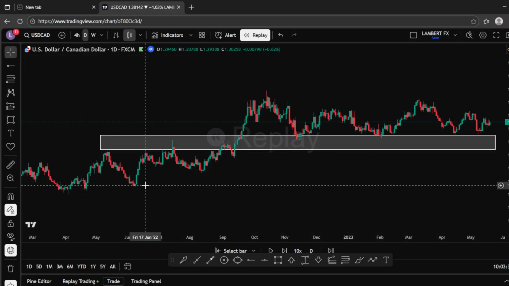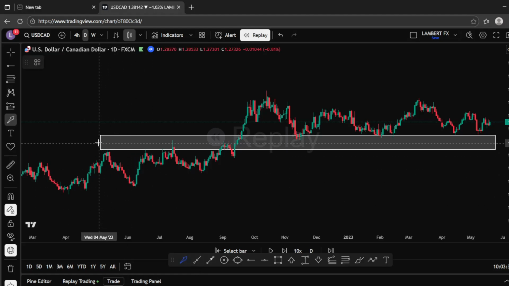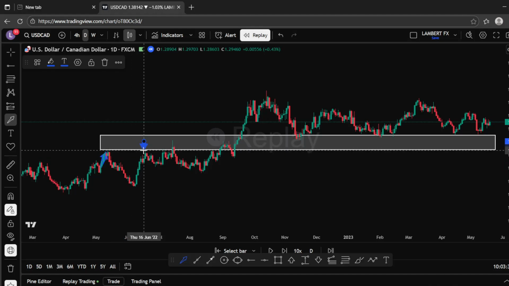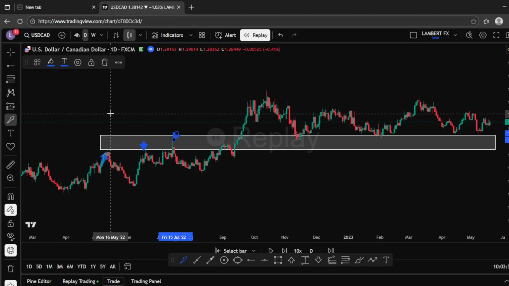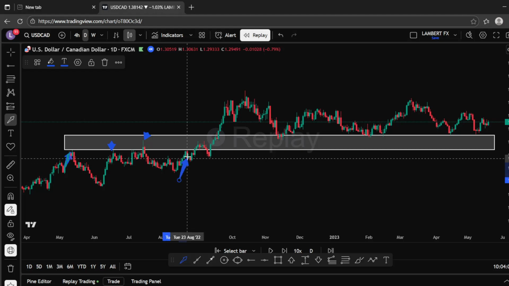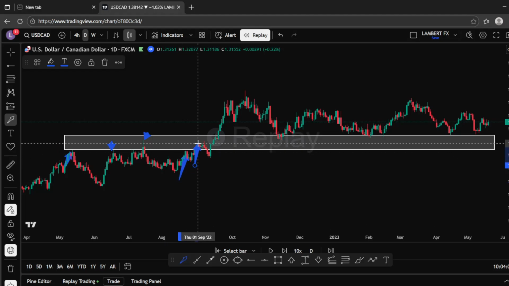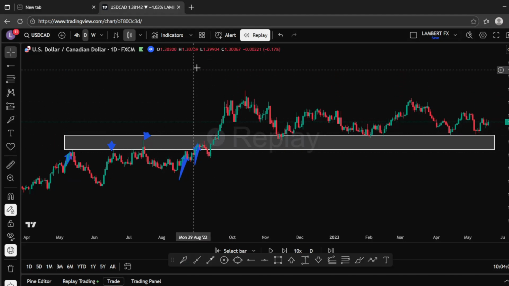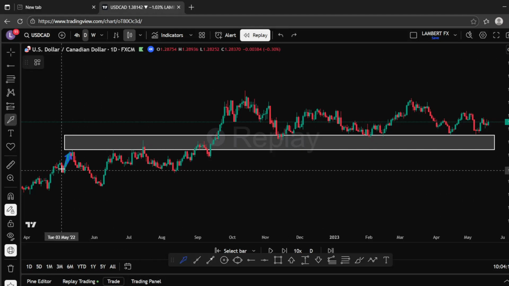Just make sure that I touch the areas. So here, the second time, the third time. What I do all the time, this is my rule: I wait for 3 touches before I start paying attention to that particular zone. So my third touch was met, and then we had the fourth touch here, the fifth one, before we pushed to the upside.